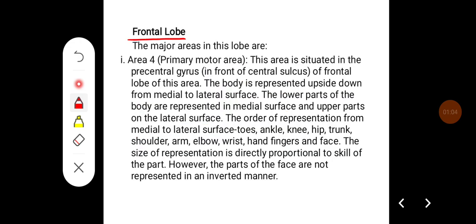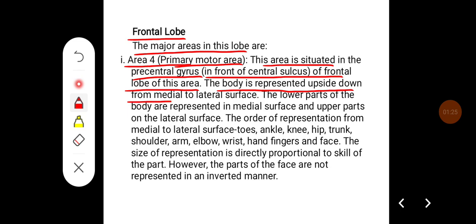Frontal lobe. The major areas of the frontal lobe are area 4, area 6 and area 8. Area 4 is also called the primary motor area. This area is situated in the precentral gyrus, that is, in front of the central sulcus of the frontal lobe. In this area, the body is represented upside down from the medial to lateral surface. The lower parts of the body are represented on the medial surface and upper parts on the lateral surface.